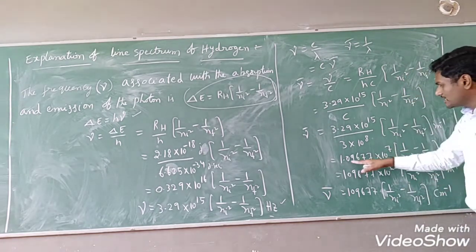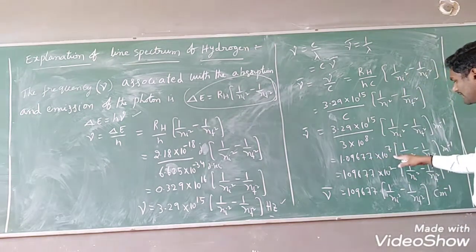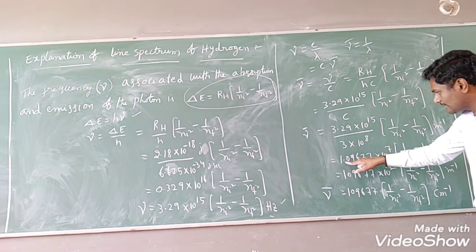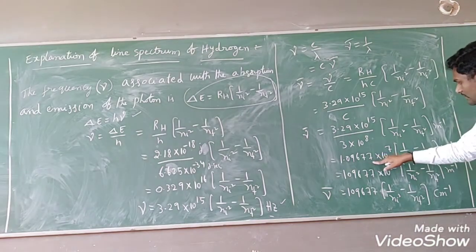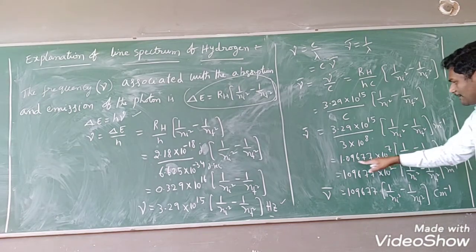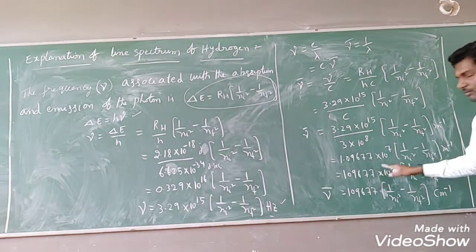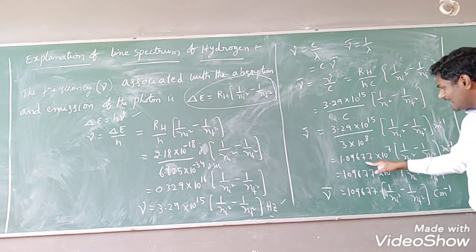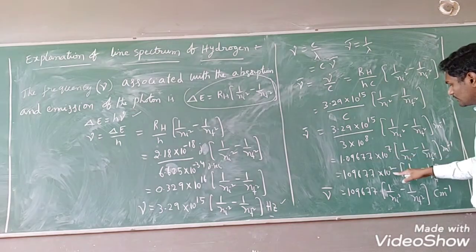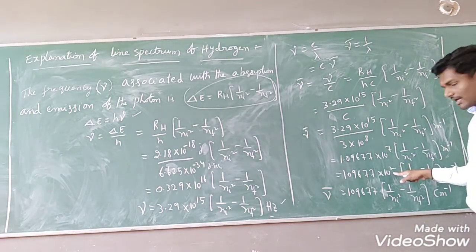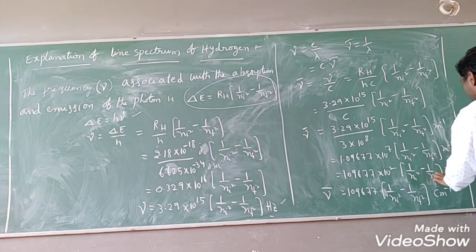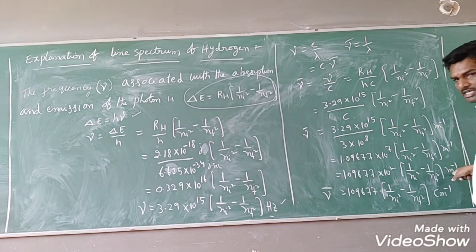So this value is 1.09677 × 10^7. After the decimal point, how many digits are there? 5. So you take 10^5 and multiply with this, and you get this one. What is left here? 10² is left, because with the 5 tens I have multiplied this, only 2 tens are left. So 1.09677 × 10² into 1/Ni² − 1/Nf² meter inverse, students.